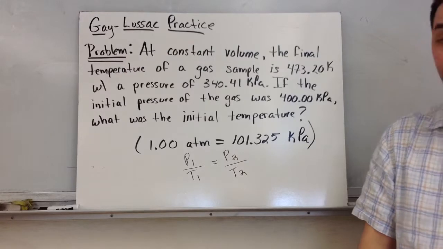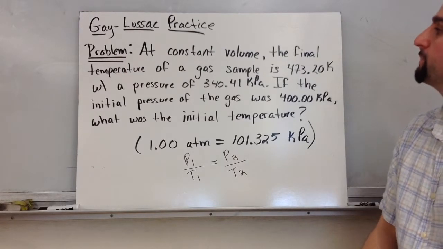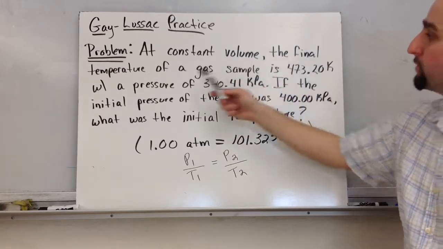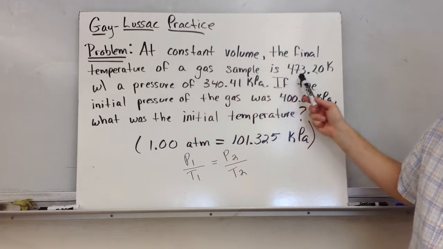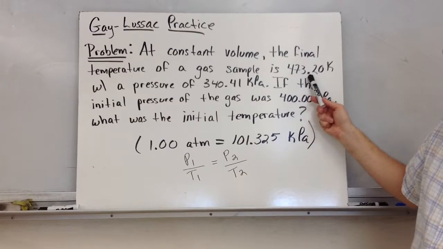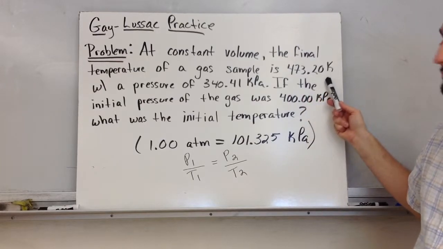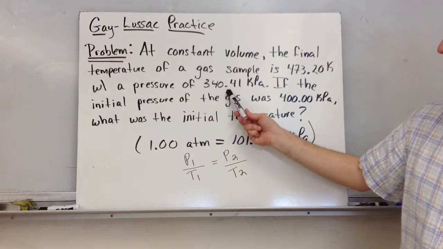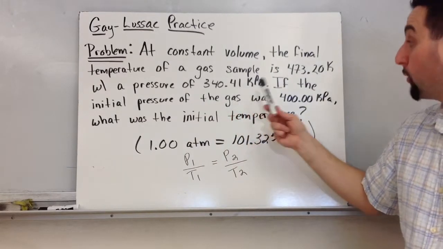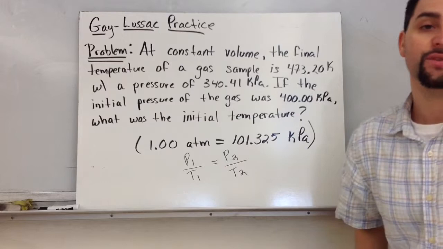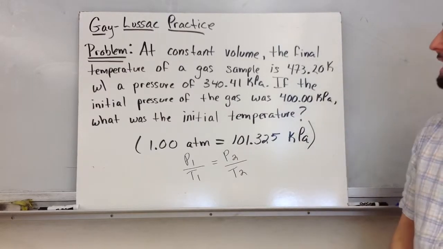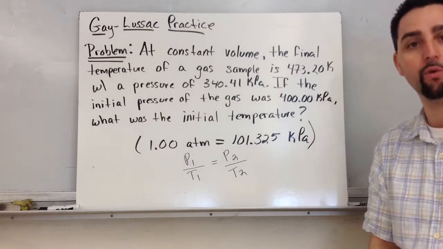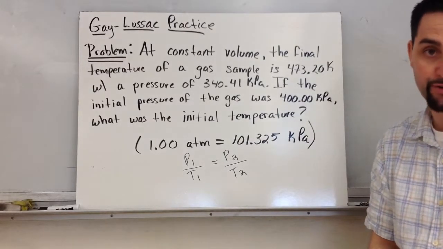Okay, so here's your problem. Let's take a look at this. At constant volume, the final temperature of a gas sample is 473.20 Kelvin, with a pressure of 340.41 kilopascals. This is something a little bit different than the last video. Kilopascals is a unit for gas pressure.